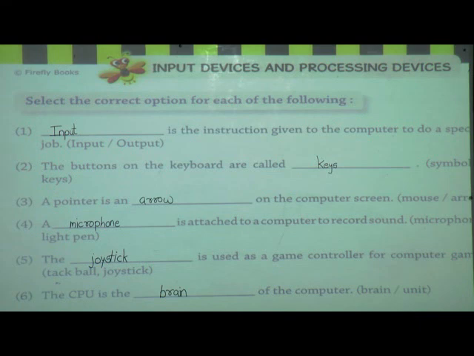First we will see: input is the instruction given to the computer for a specific job. Second one, the buttons on the keyboard are called keys. Third one, a pointer is an arrow on the computer screen. Fourth one, a microphone is attached to the computer to record sound. Fifth one, the joystick is used as a game controller for computer games. And last one, the CPU is the brain of the computer.